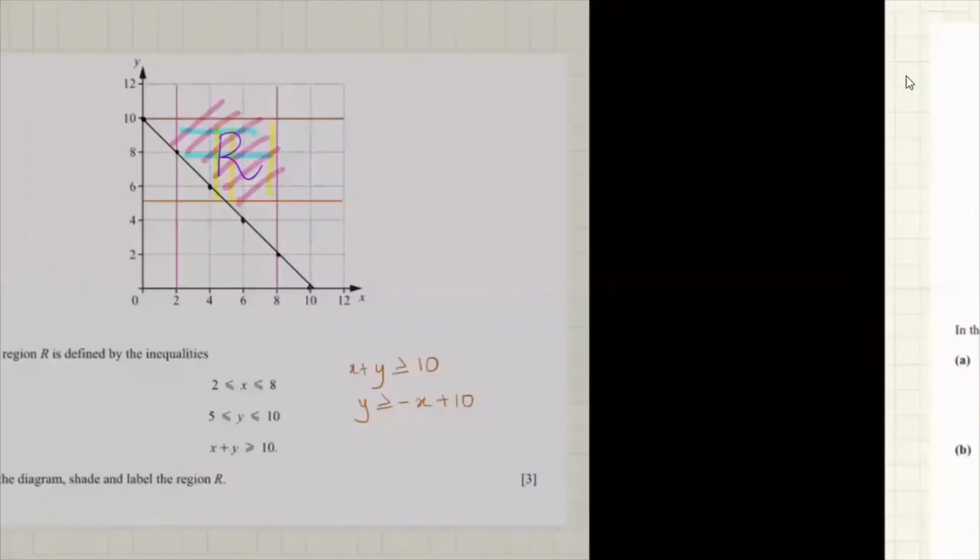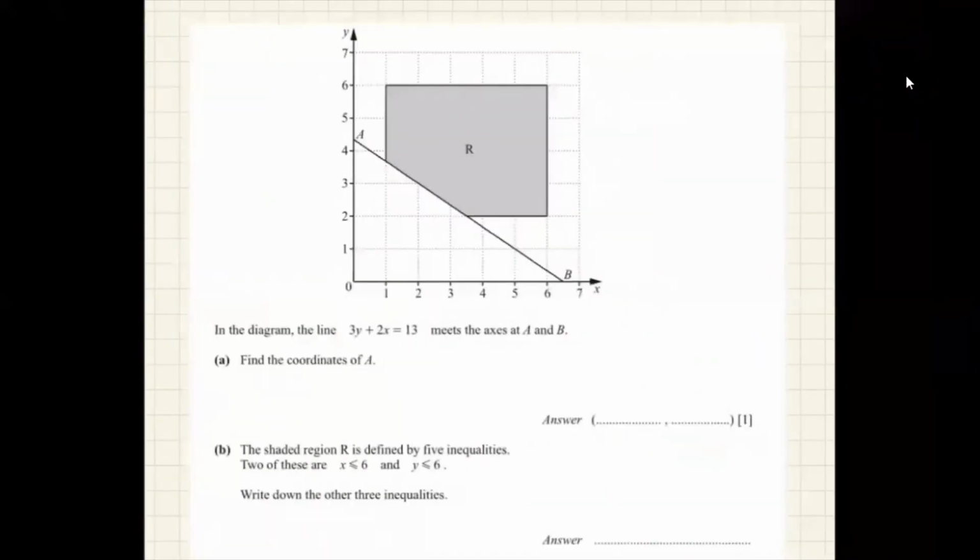Okay, the last one. In the diagram, the line 3y plus 2x is equal to 13 meets the axes at A and B. Find the coordinates of A. The coordinates of A, where A is already on the y-axis. First of all, the x-coordinate will be 0. The y-coordinate will be over here. So what is the y-coordinate?